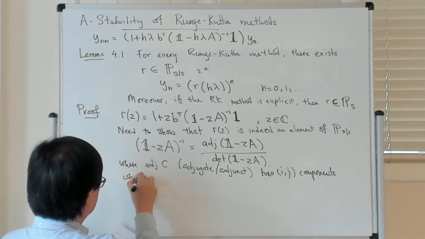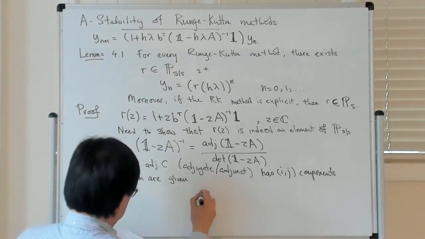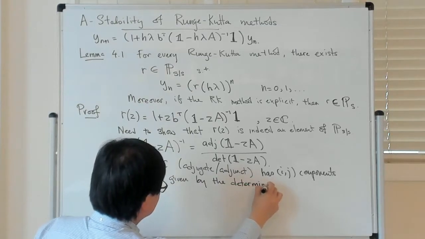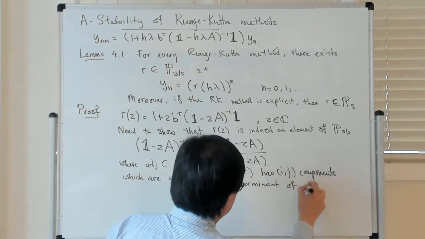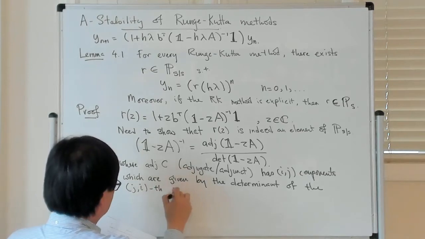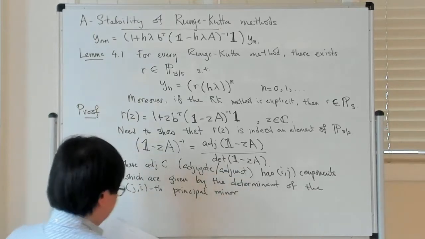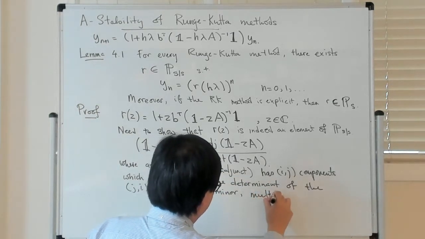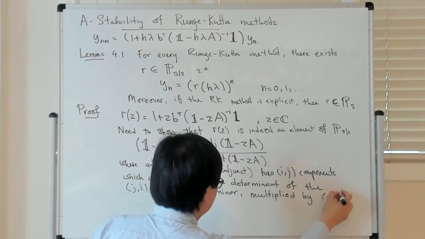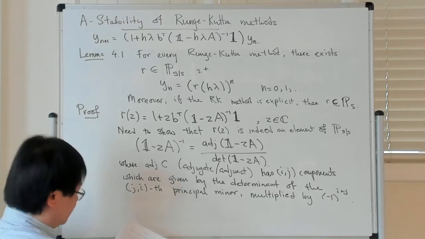which are given by the determinant of the ji-th principal minor, multiplied by a factor of minus 1 to the i plus j. Okay.